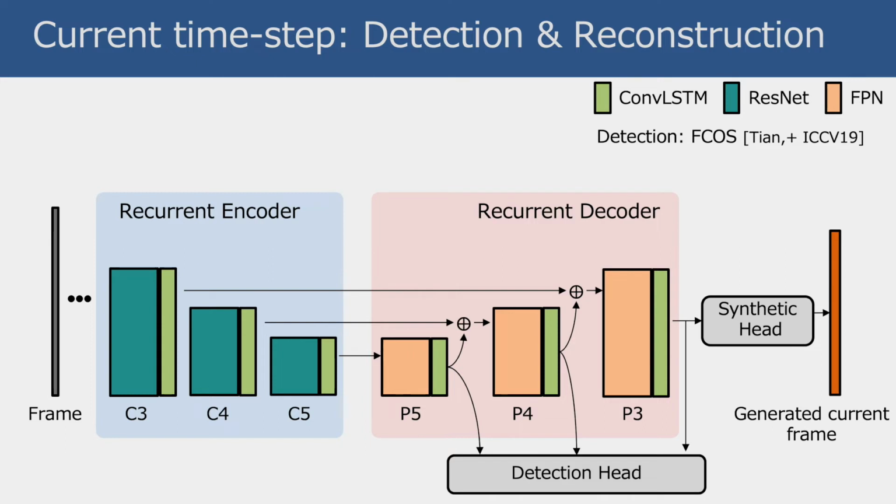The architecture for the current frames looks like this. The encoder and decoder are based on a ResNet FPN, and a convolutional LSTM is attached to the output of each block. Detection is conducted from the output of the decoders, and frame reconstruction is done from the output of P3.